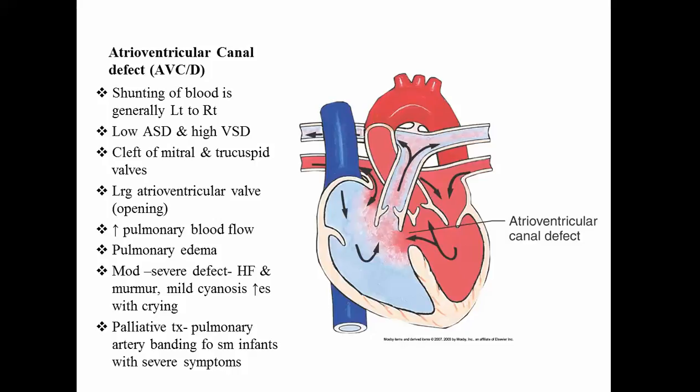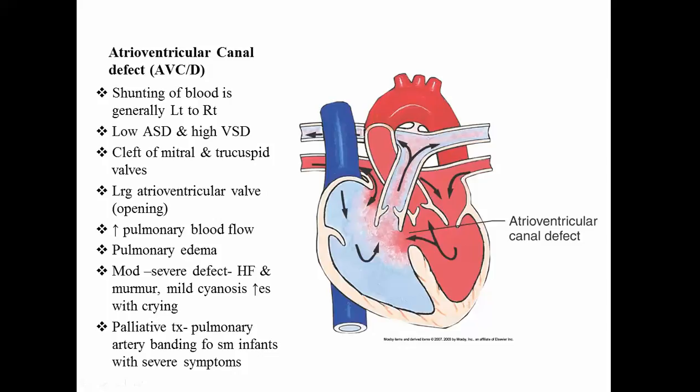So what's happening is that you're having oxygenated and unoxygenated blood mix. Really the direction and the pathway of the blood flow is going to be determined by pulmonary and systemic resistance, left and right ventricular pressures, and the compliance of each chamber. However, the blood flow generally is left to right shunting. You have left to right shunting of blood.